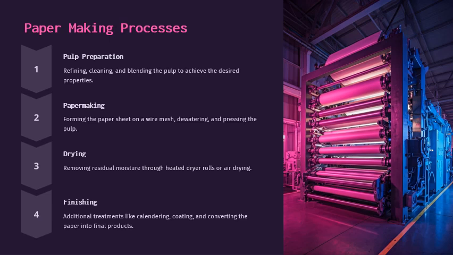It is really necessary. First of all you have the pulp preparation. That is refining, cleaning and blending the pulp to achieve the desired properties. Then the paper making, forming the paper sheet on a wire mesh, dewatering and pressing the pulp. And then we have the drying, that is removing residual moisture through heated dryer rooms or air drying. We have the finishing, that is additional treatments like calendering, coating and converting the paper into final products.